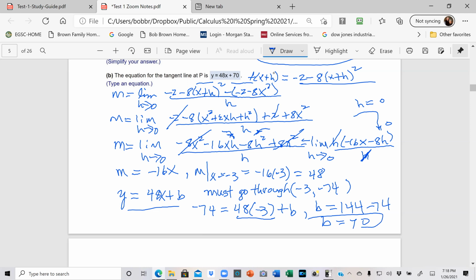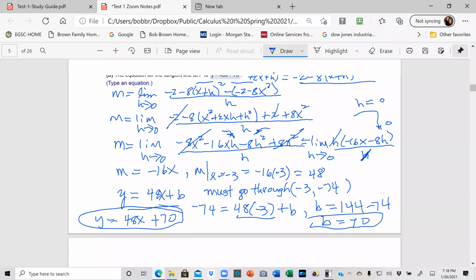So now we have the full equation of y equal 48x plus 70. And that is the answer for the slope of the tangent line.